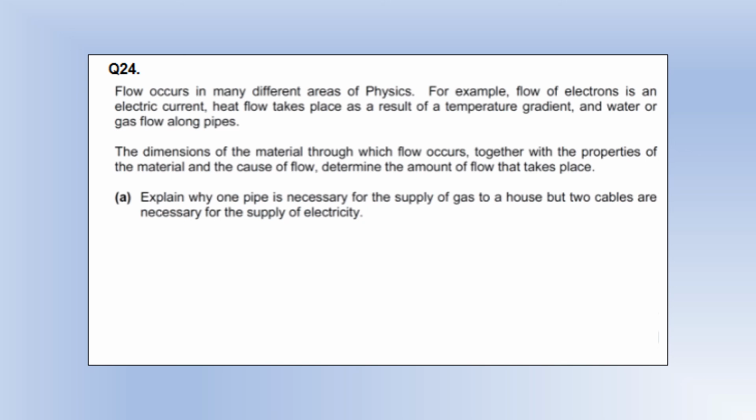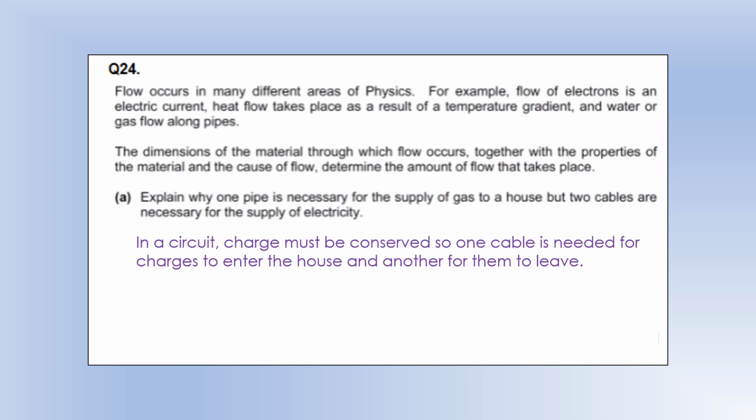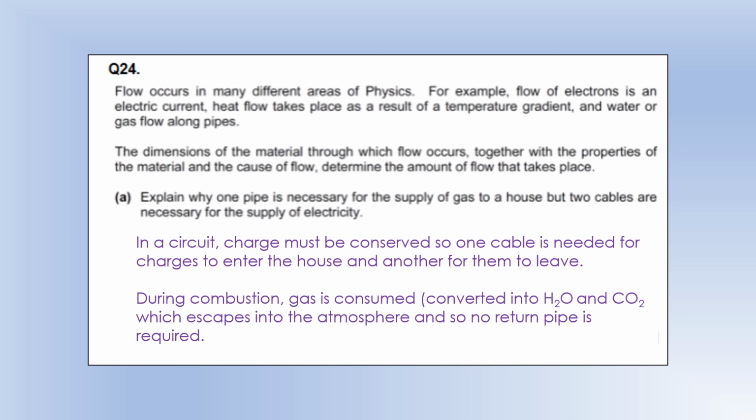Well, this is due to a conservation law. So in a circuit, we know charge must be conserved. So if a charge goes into a house, a charge must come out of the house, which is why we need two wires. Whereas with something like gas, gas is consumed because let's say we're cooking, we're combusting it or burning it and turning it into water and CO2. That escapes into the atmosphere, so we don't need a way back for it to flow. We can just have it flowing straight out into the atmosphere.